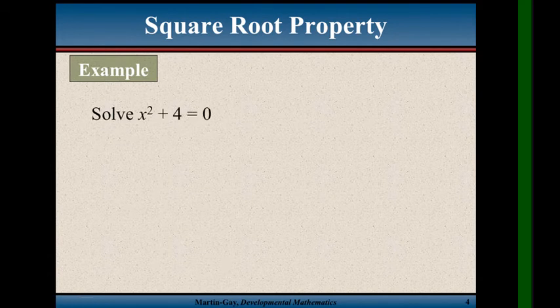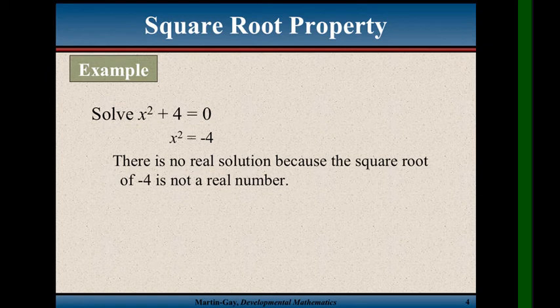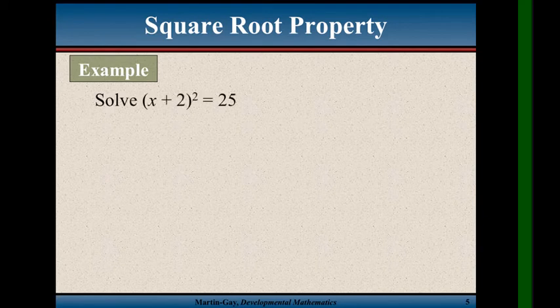Solve for x squared plus 4 equals 0. First, transpose 4, that's negative 4. Get the square root. There's no real solution because the square root of negative 4 is not a real number. That's an imaginary number.